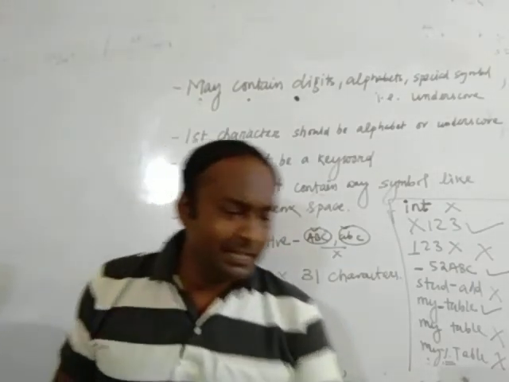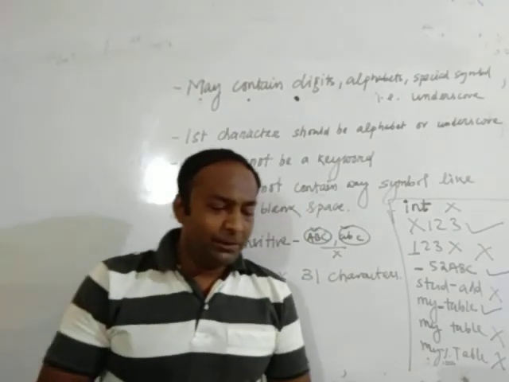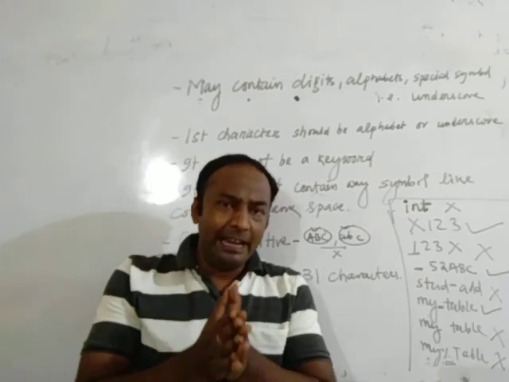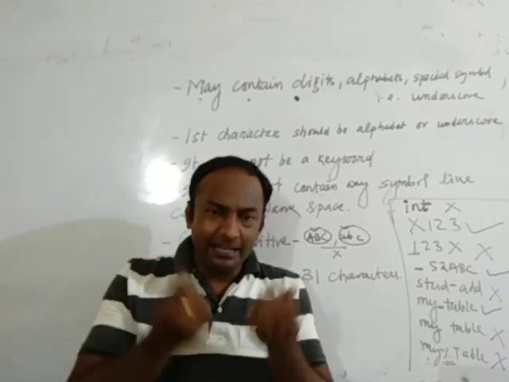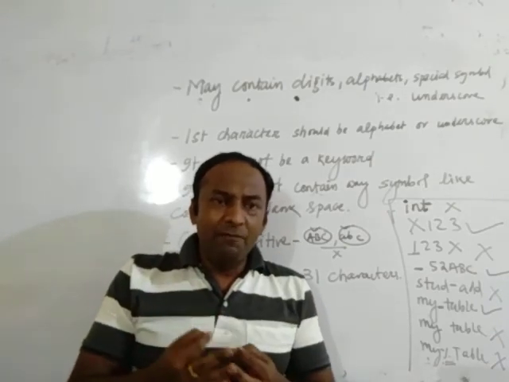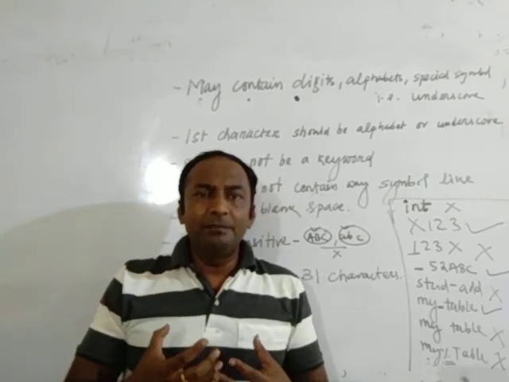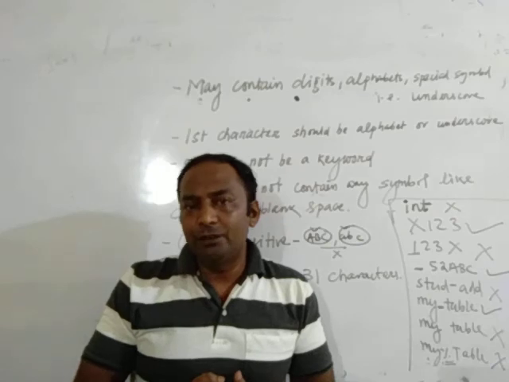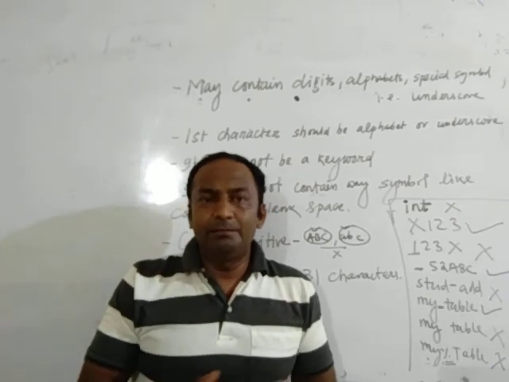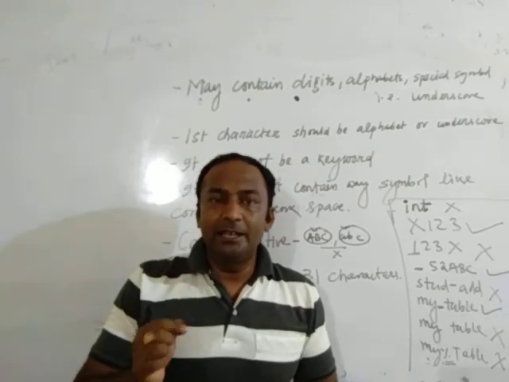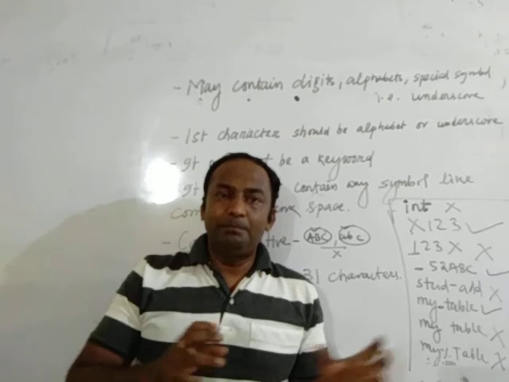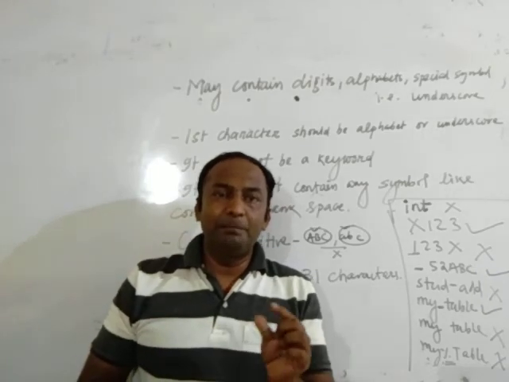And the last thing is, I have to name the identifier in such a way that it should be a short name and it should convey meaningful information to the user or the programmer. For example, for percentage I can write PER. I can also write percentage.